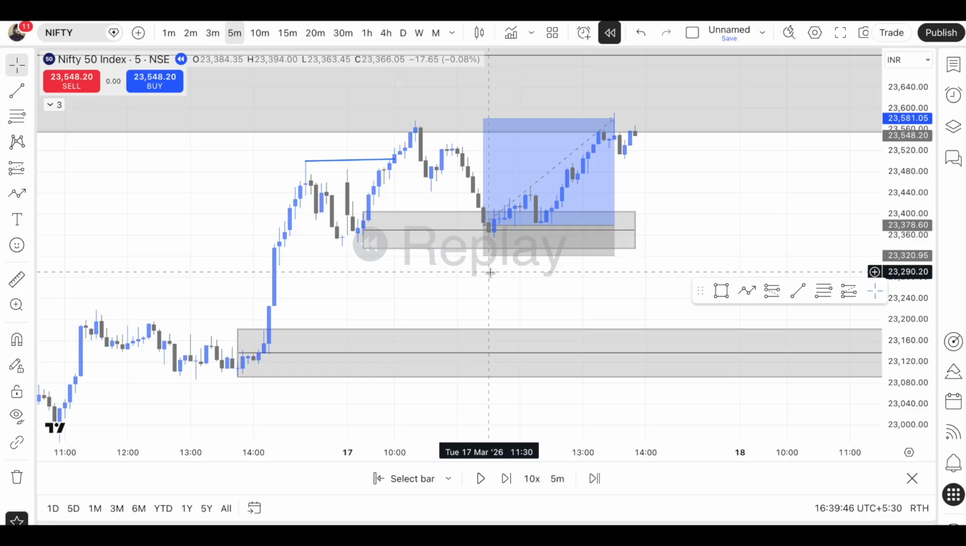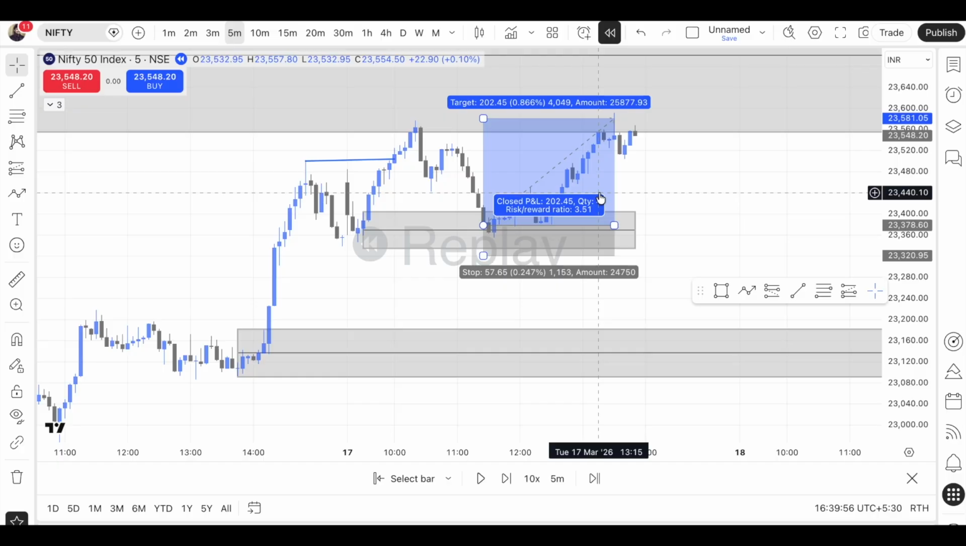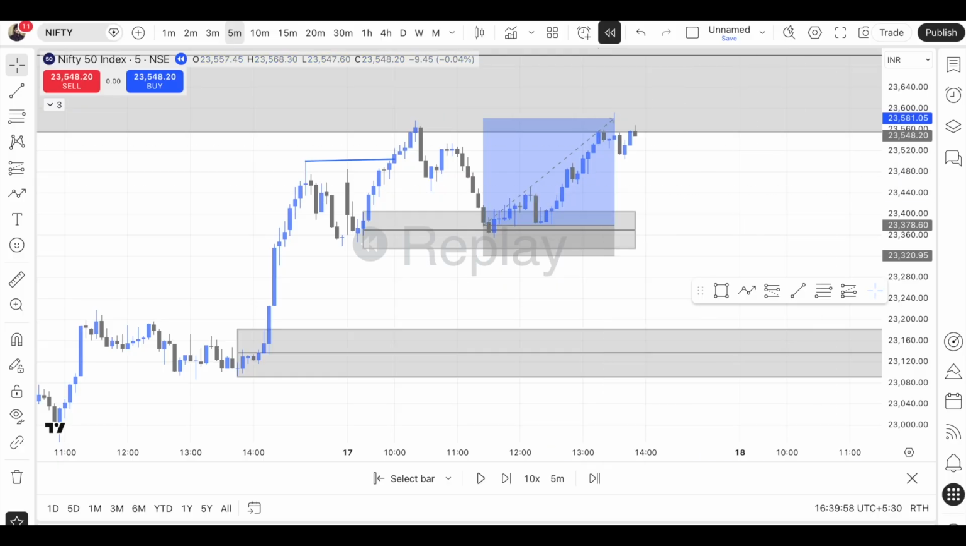When did this trade happen? This trade happened at 11:40. When do we see the market? We see the market at 10:30. All of this happened together. That is why I said today is one of the easiest trades.